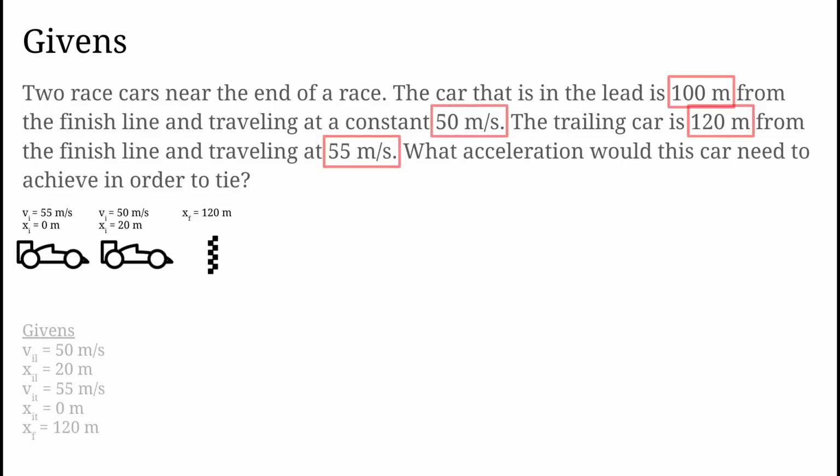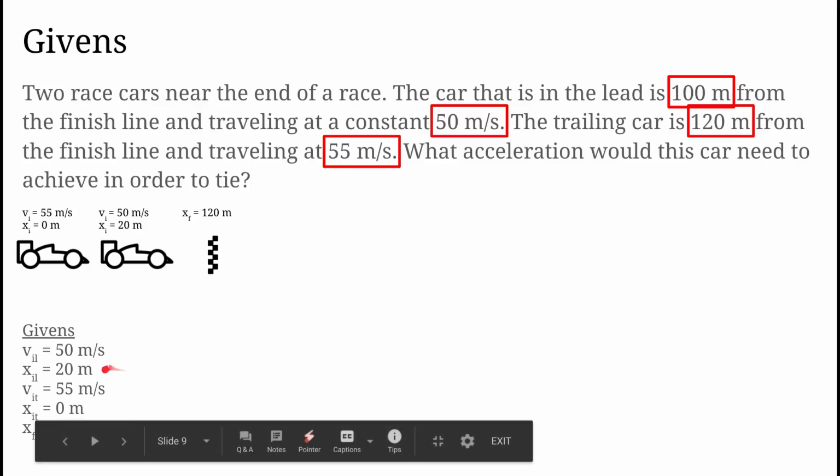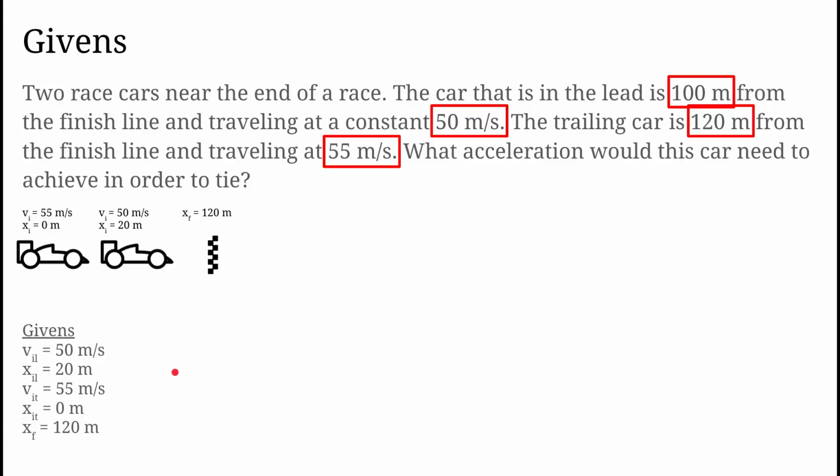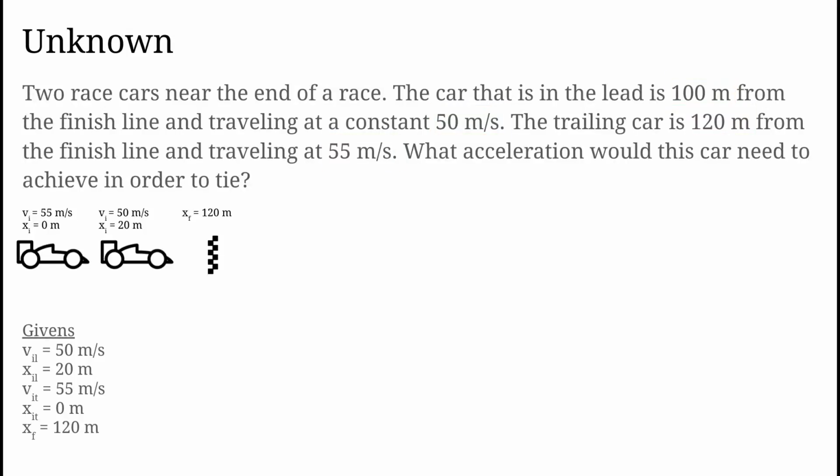For givens, we have lots of information. Remember that this 100 and 120 meters actually shows themselves in the initial positions of the leading car and the trailing car. I've done the same thing as the last slide, which is I've added another subscript, L and T, in order to differentiate between which car I'm describing with these different physics values. The unknown that this question is asking for is the acceleration, specifically of the trailing car.